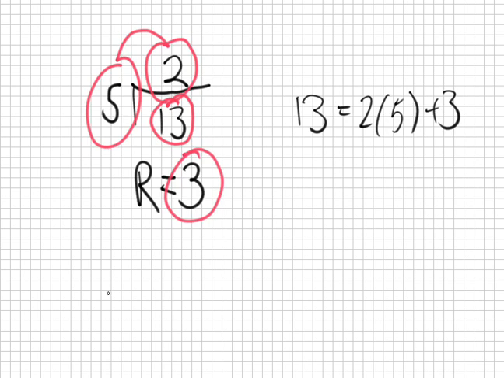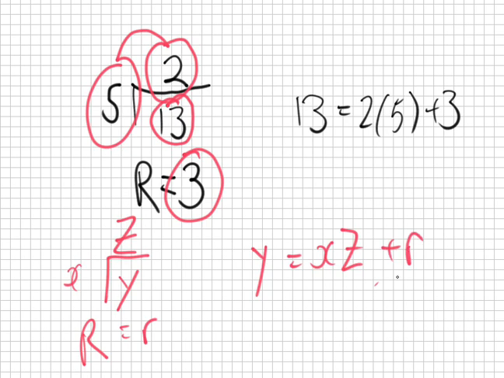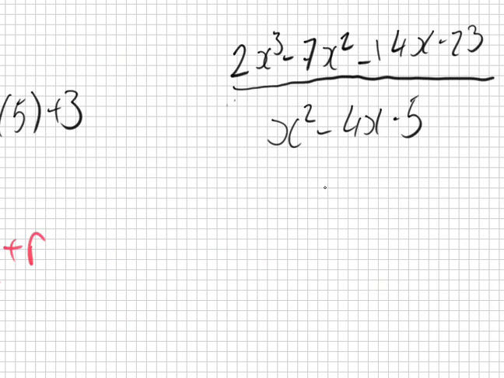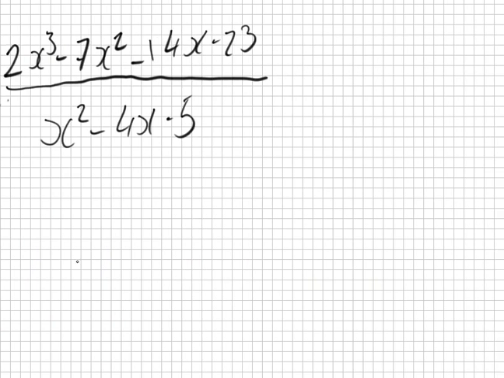Okay? So if I had something like this, x into y gives me z with remainder r, it is correct for me to say y equals xz plus r. Although simple, a very useful result. So that's just me making a point. You don't even need to write that down, okay? It's just me making a point for what I'm going to do next. So what I'm going to do next is a long division.